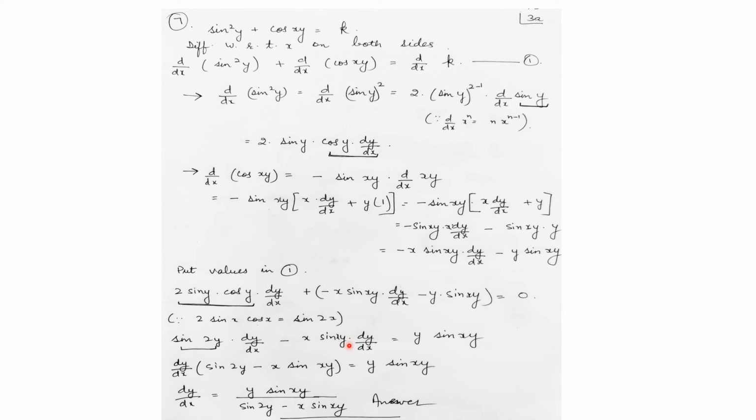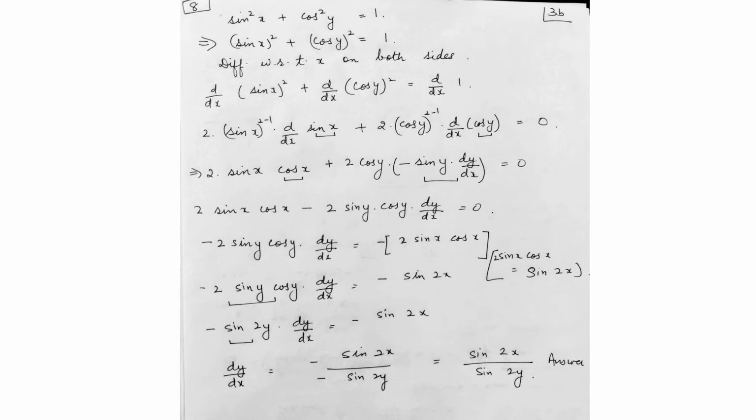Now these two terms have dy by dx. Please take dy by dx as common. You are left with sine 2y minus x sine xy is equal to y sine xy. Now this term will go on the other side of the equation and it will go in the denominator. So dy by dx is equal to y sine xy whole upon sine 2y minus x sine xy. This is your answer. Next question.